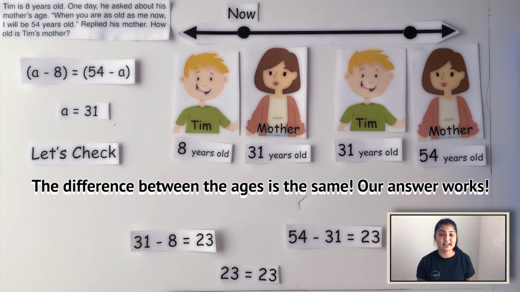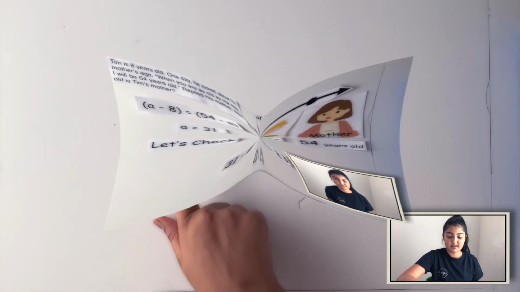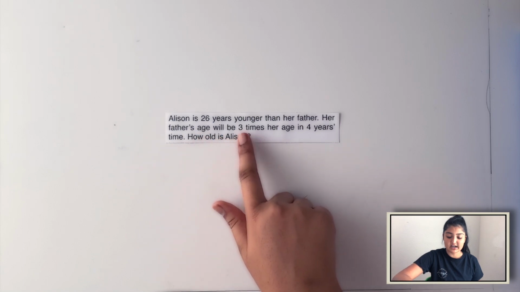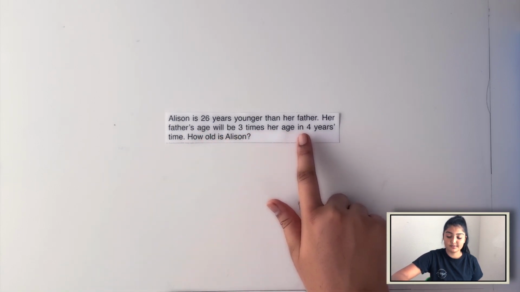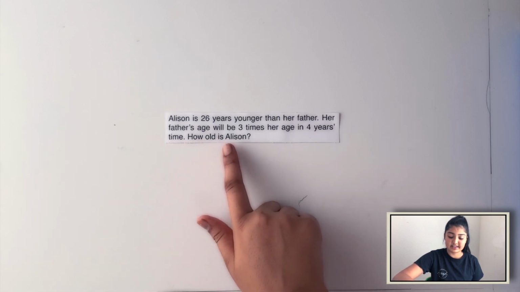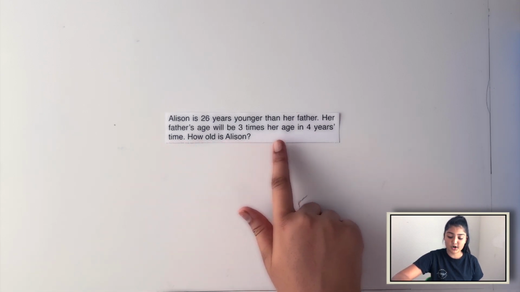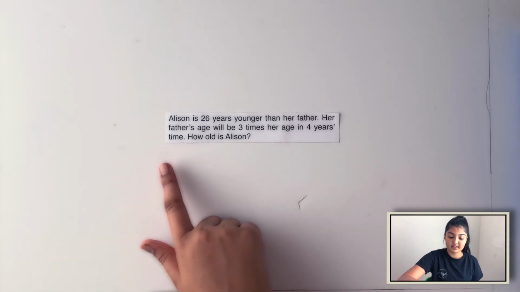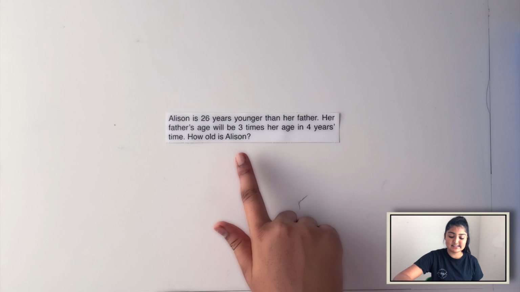Now, let's look at another example. Alison is 26 years younger than her father. Her father's age will be 3 times her age in 4 years' time. How old is Alison?